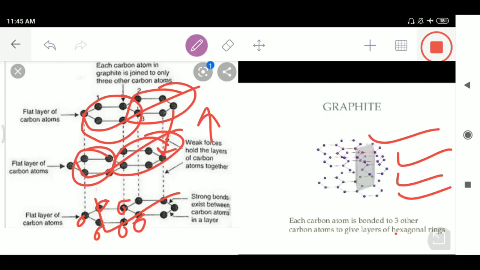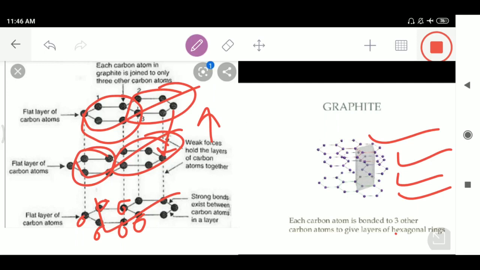So as far as the structure of graphite is concerned, it is very different from that of a diamond. Graphite crystal consists of layers. These are layers of carbon atoms, or sheets of carbon atoms, and each carbon atom in graphite is joined to 3 other carbon atoms by strong covalent bonds, and there's formation of flat hexagonal rings. These hexagonal rings are held together by weak van der Waals forces, and due to these weak van der Waals forces, these sheets can slide over one another.